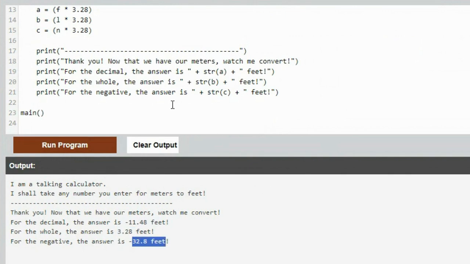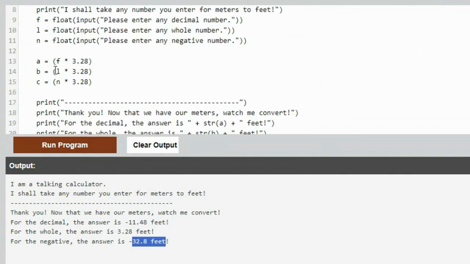So you had the decimal and whole reversed on the printout, and then you were dividing. You were going feet to meters instead of meters to feet. You were dividing instead of multiplying. But otherwise, it's a good program.